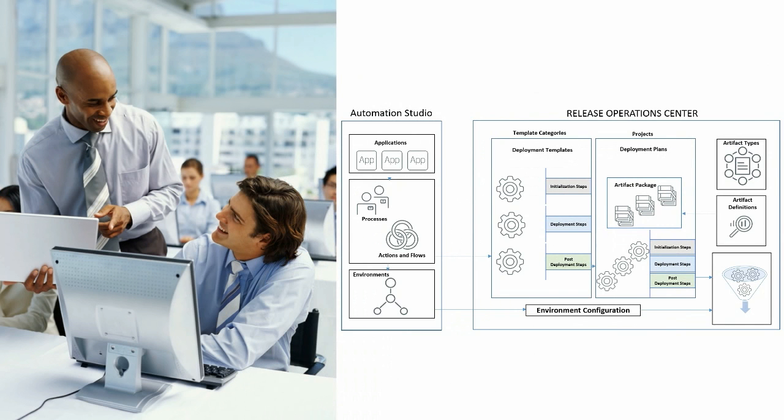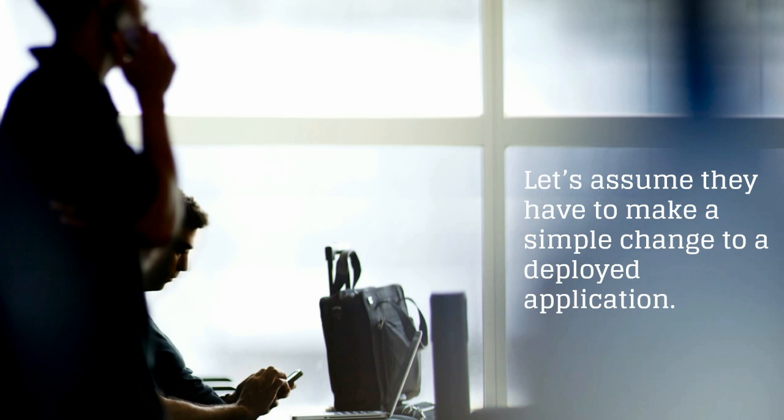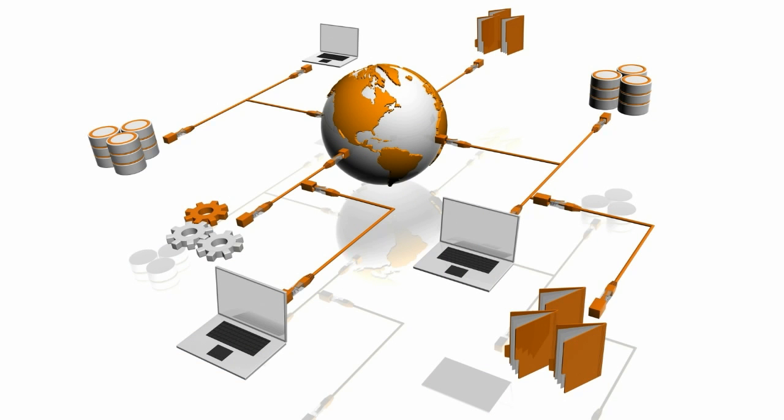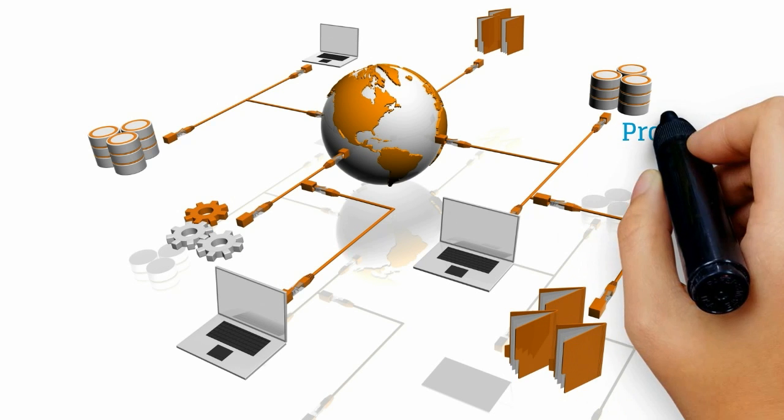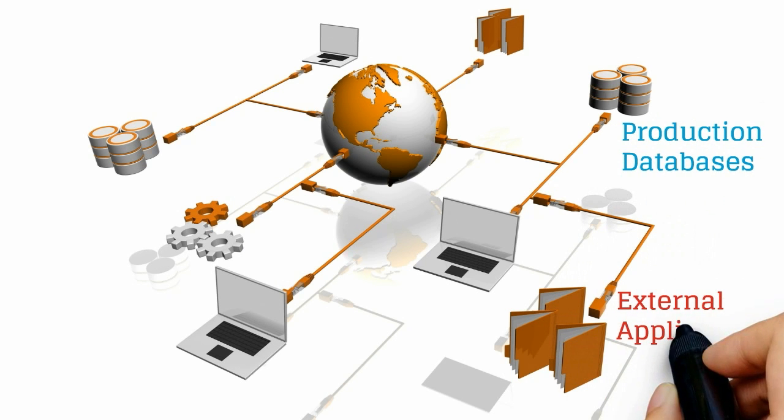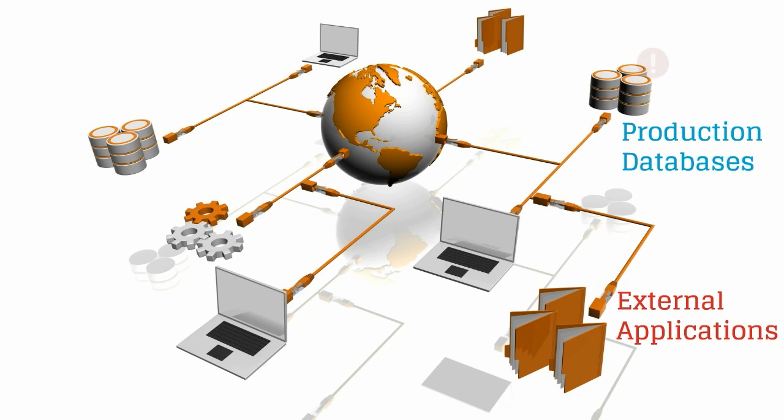The Headmorel operations team uses CA Release Automation to deploy these applications on a series of complicated, multi-tier, and service-oriented architectures. Let's assume they have to make a simple change to a deployed application, and they want to be able to test that change. In order to test the simplest of changes, they need access to the entire environment that includes production databases and external applications. They don't always have access to these elements, and it slows down their release cycle.